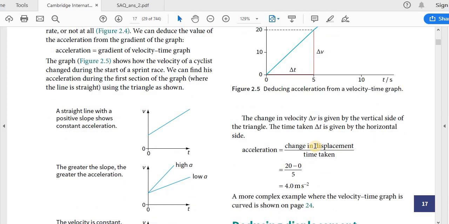Now here there is a mistake. It's not change in displacement, it should be change in velocity. It's a mistake in the book. You can change it using a pencil. Change the word displacement to velocity.